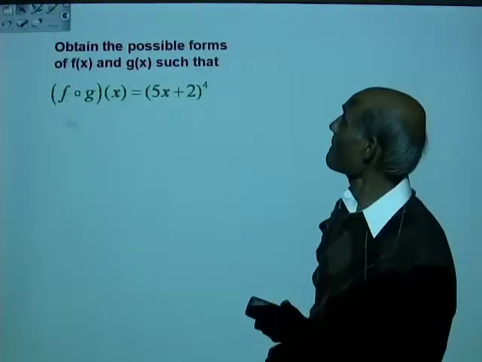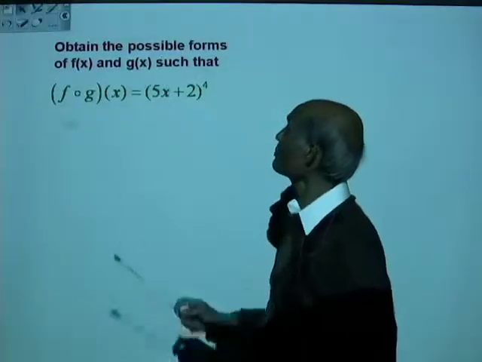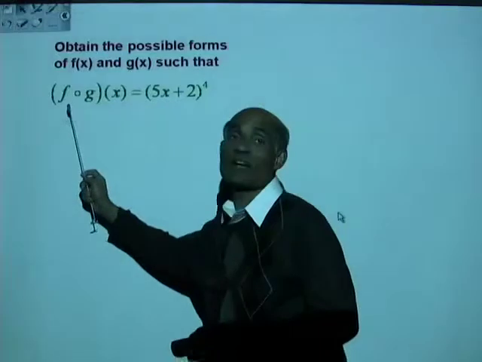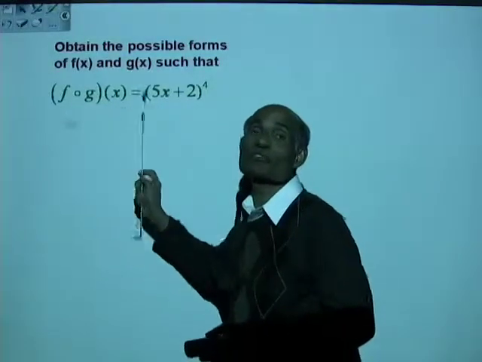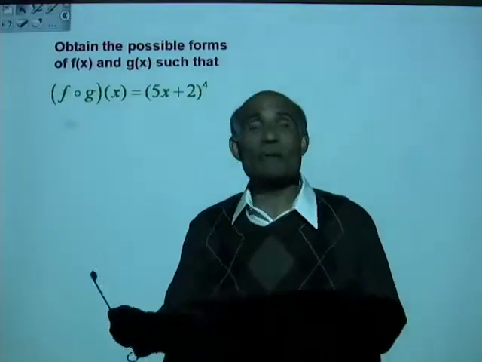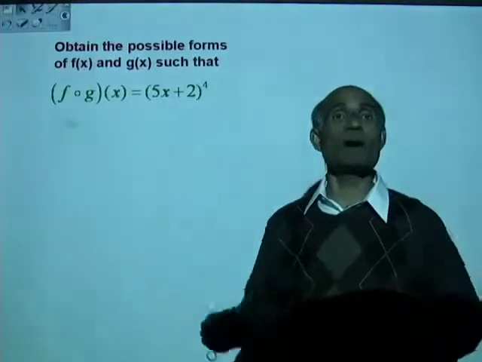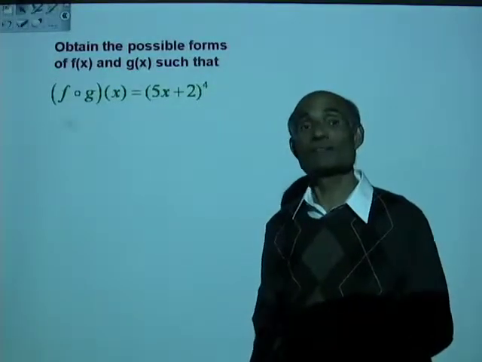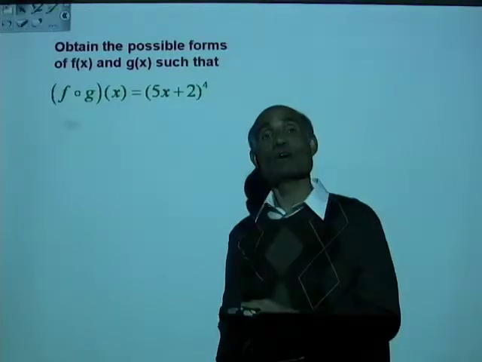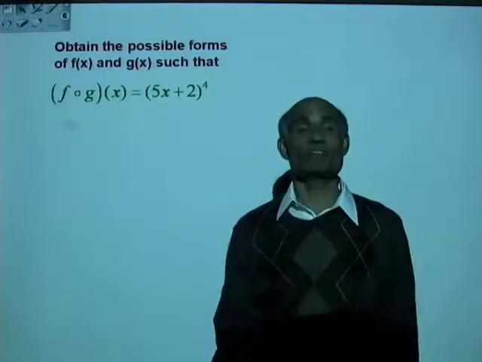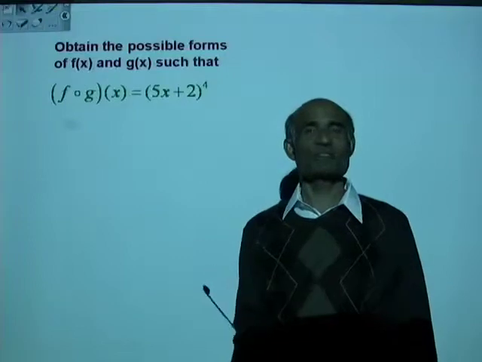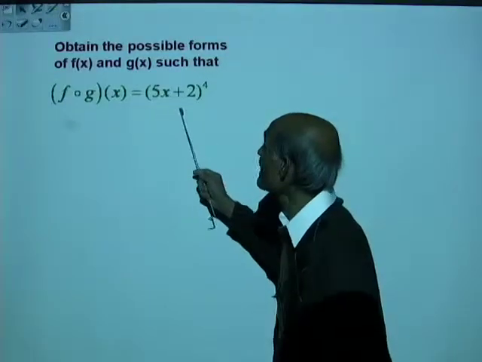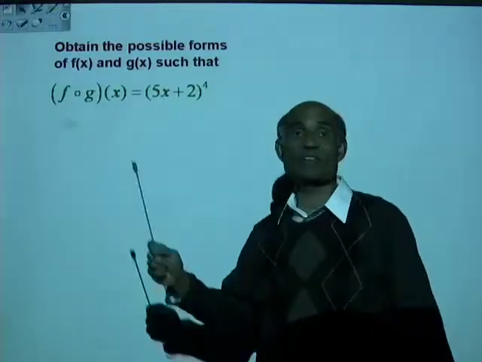Alright, another one. Obtain the possible forms of f of x and g of x such that f of g of x equal to (5x plus 2) all to the power 4. Well, give me a possible g of x. You've got to start with g of x. What's a possible g of x? It's very simple. You can take that quantity as g of x.